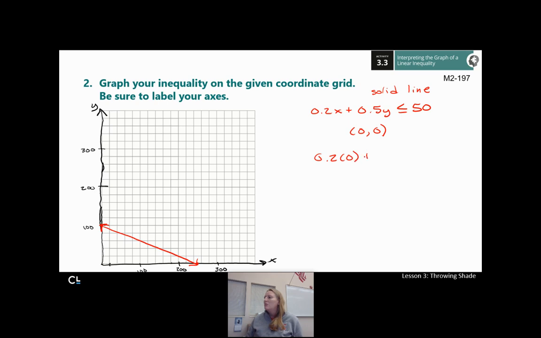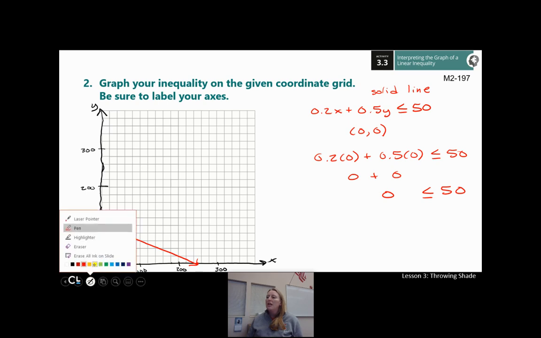So 0.2 times 0 plus 0.5 times 0, and we want to know if it's less than or equal to 50. Well, 0 times 0.2 is 0. 0 times 0.5 is 0. And 0 plus 0 is 0, which is definitely less than or equal to 50. So (0, 0) is down here. So that tells me I need to shade on this side of my inequality.